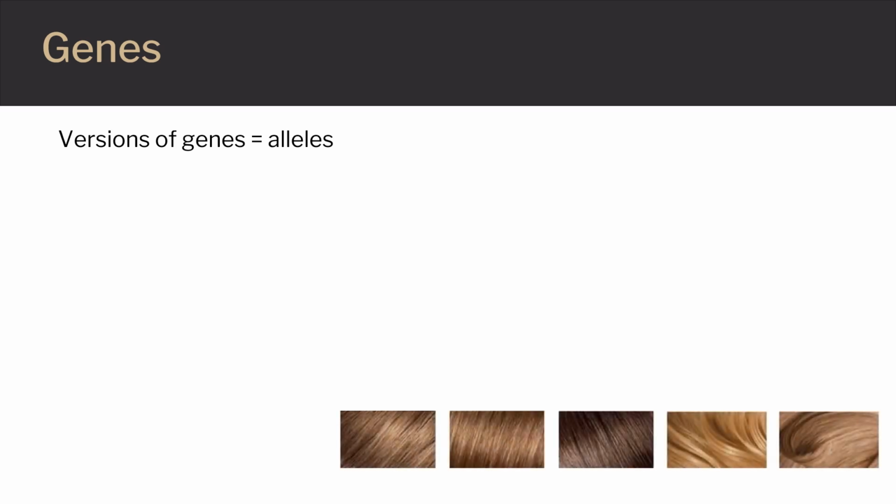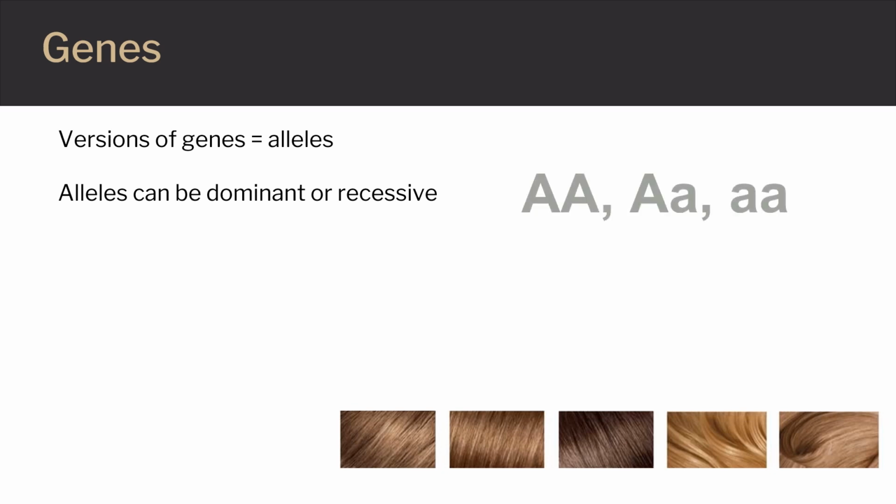Genes can have different versions, which we call alleles. For example, hair can be brown, or blonde, or red. The color of your hair will depend on what alleles for hair color your individual parents donated to you. The alleles can be dominant or recessive. A dominant allele will mask a recessive allele.